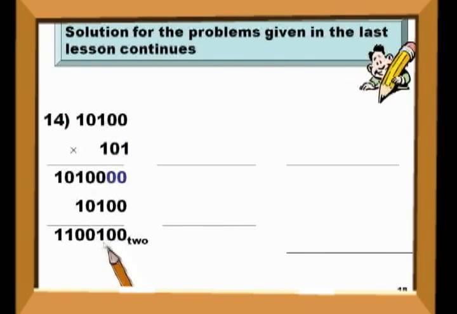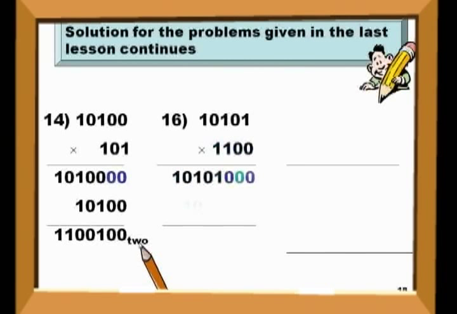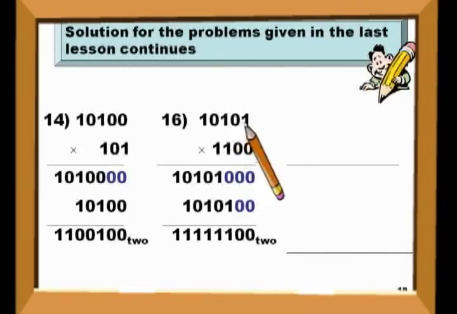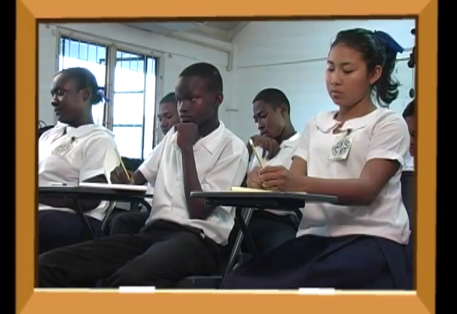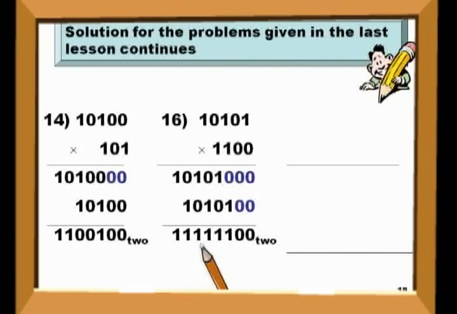Now let us go on. For question 14, you were asked to find the product of 10100 and 101. And the product of those two numbers in base 2 is 1100100. Now let us move on to 16. You were asked to find the product of 10101 and 1100. And the product of those two numbers is 111111100 base 2.